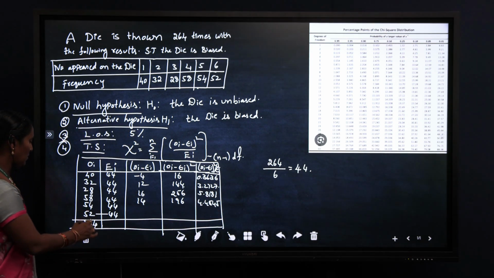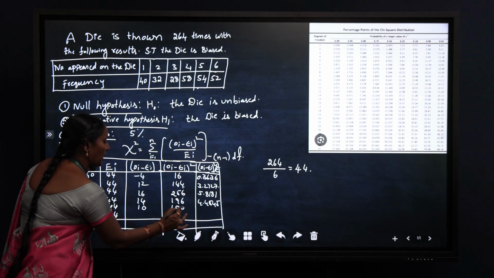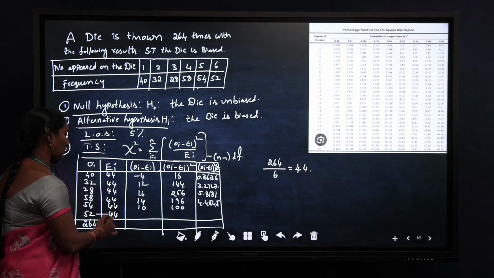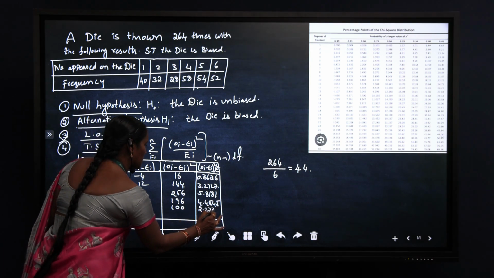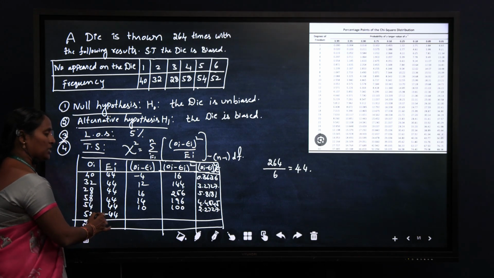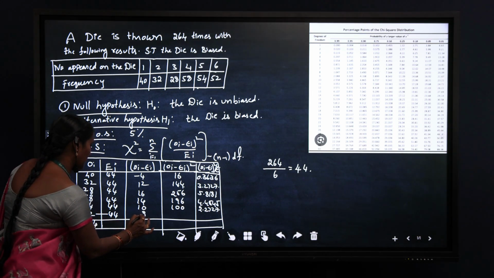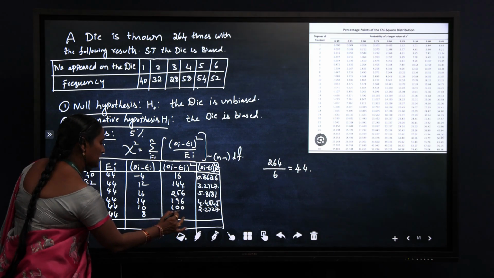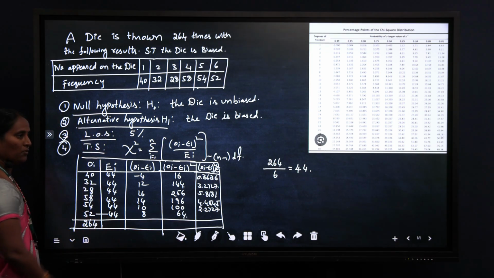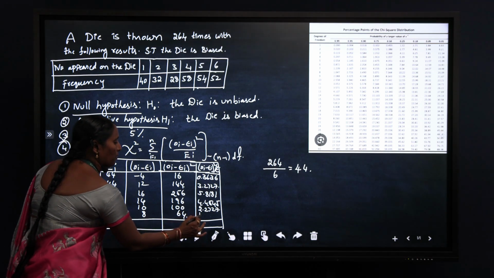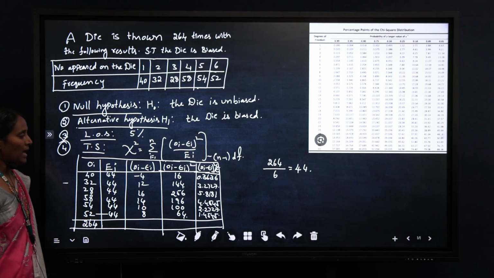Next, Oi minus Ei whole square: 54 minus 44 is 10, 10 square is 100. So 100 by Ei is 44, it will be 2.2727. And the next one is 52 minus 44, it will be 8. 8 square is 64, 64 by Ei, which is 44, so it will be 1.4545.